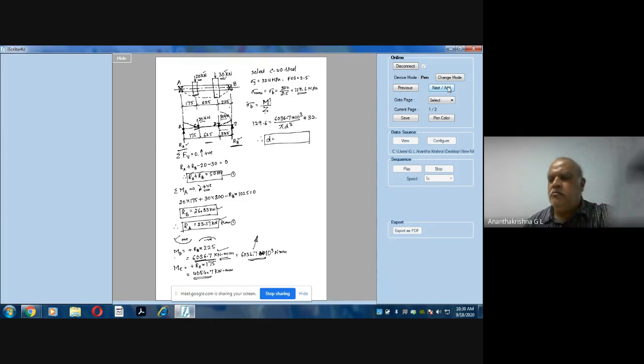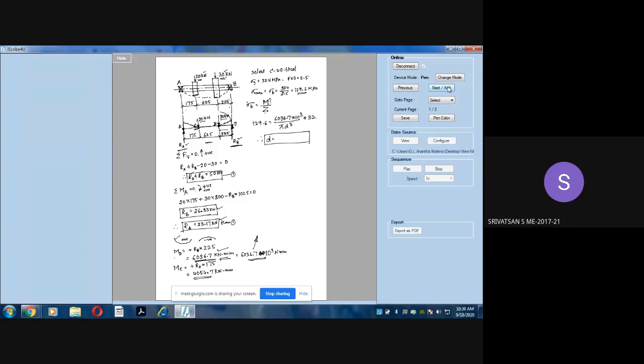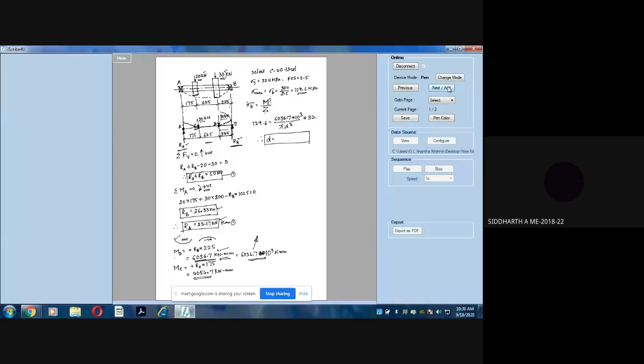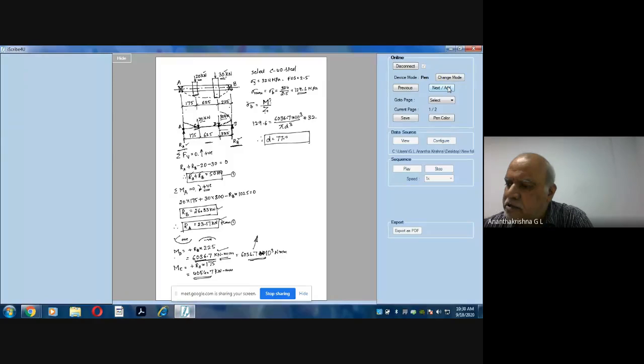Others, please note down. Give me the value of D. And I'll take the attendance meanwhile. D is, yeah, 77.99. Excellent, excellent. 77.9, that is 78 mm.